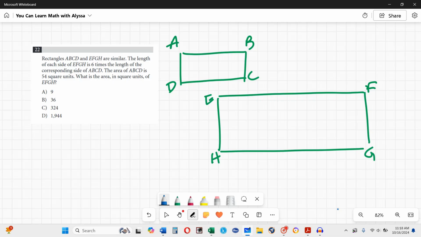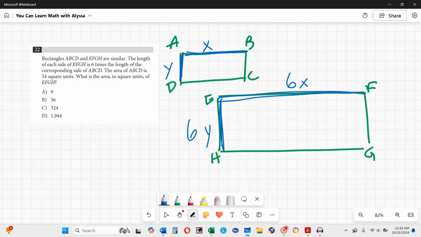Okay, so I'm going to call this side up here X, and I'm going to call this side Y. So the corresponding one down here, AB, corresponds to EF, and we're told this is 6 times as long, so this would be 6 times X. And AD corresponds to EH. AD I'm calling Y, so this side is going to be 6 times Y.